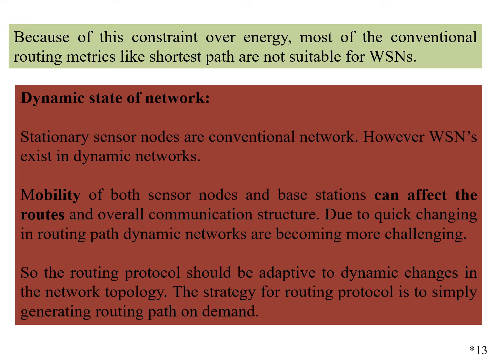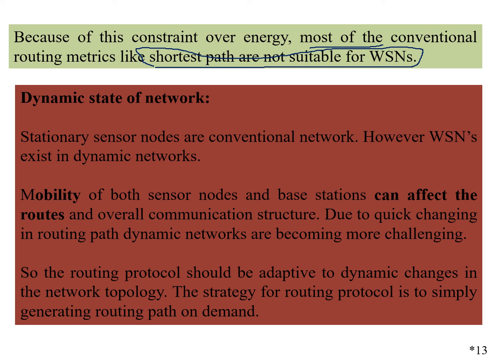Alright, so because of these constraints over energy, most conventional routing metrics like shortest path are not suitable for wireless sensor networks. Remember that in the internet, sometimes we use shortest path first because it will take less time, but in wireless sensor networks this is not the sole criterion. There are some more metrics as well.